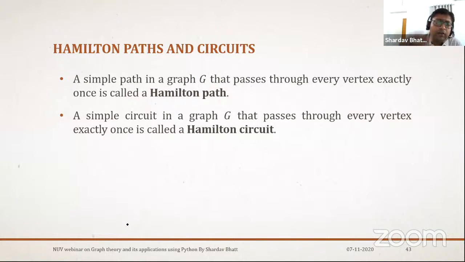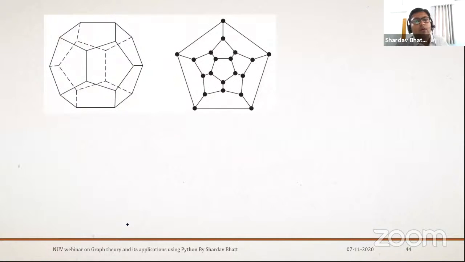Remember, in Euler's path and Euler circuit, we cover all the edges exactly once. In Hamilton path and Hamilton circuit, we cover every vertex exactly once. And so we have this graph version of that puzzle, the dodecahedron. This shape is known as a dodecahedron. If you draw it in 2 dimensions, it will look something like this.